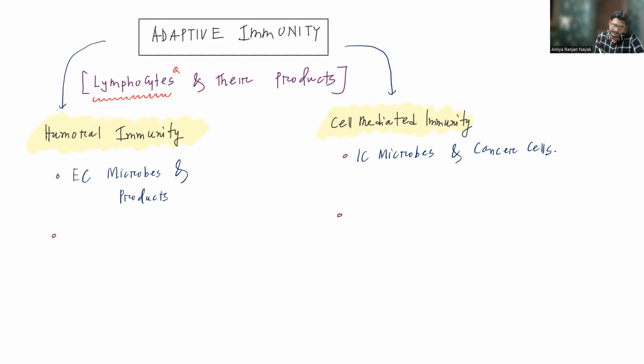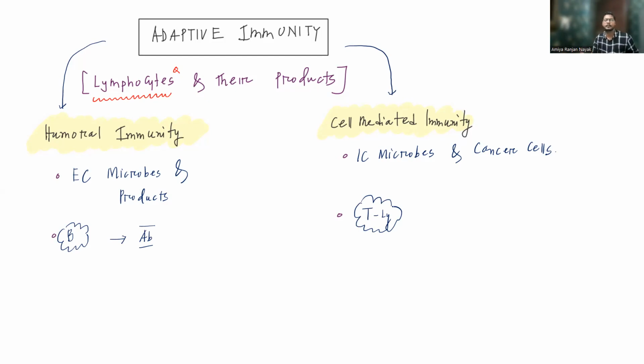Humoral immunity is mediated by the B lymphocytes and their products, that is antibodies. So B lymphocytes, when they are stimulated with antigens, will be converted to plasma cells, and the plasma cells will produce antibodies against the antigens. So B lymphocytes and their product, antibodies, play a role in humoral immunity, and T lymphocytes play a role in cell-mediated immunity. We'll discuss all these things in detail in our subsequent lectures.